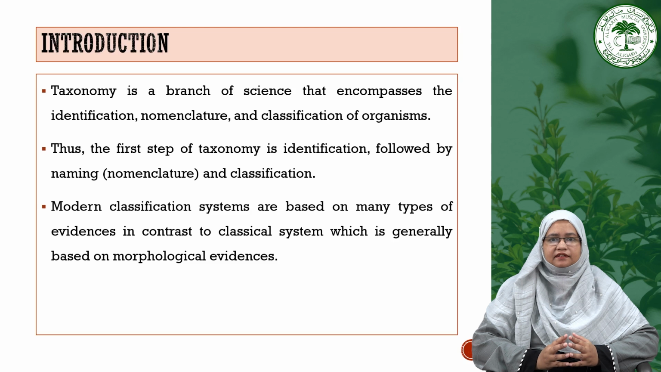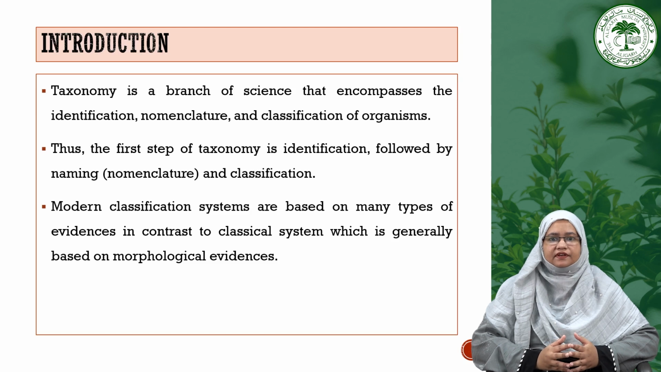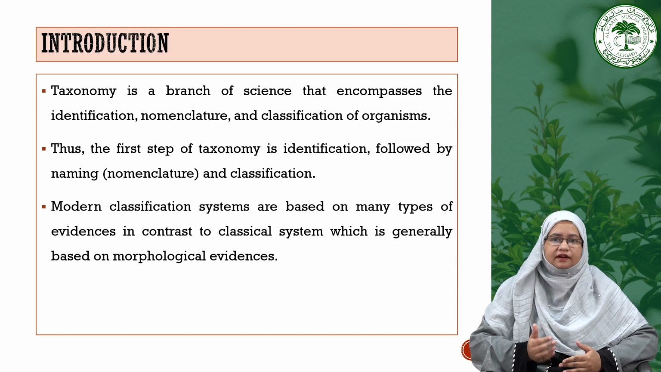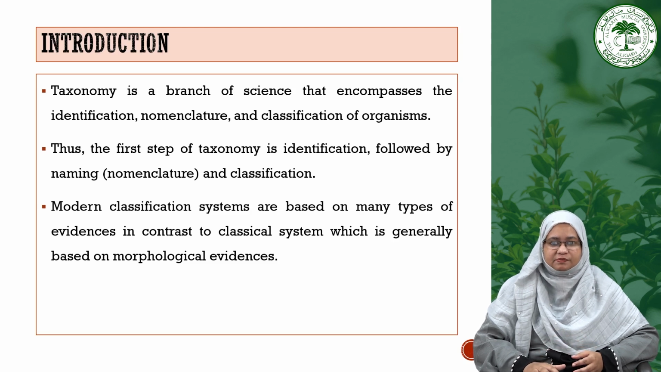This identification further needs characterization, because we have to confirm whether what we have identified is correct or not. In the modern system there are many types of evidence, in contrast to the classical system, which is generally based on morphology. Previously we just looked at the morphology and identified a plant. But today we have many taxonomic tools that confirm how to characterize a particular plant species or animal. So it is very important to know all these taxonomic tools to correctly identify a plant species.